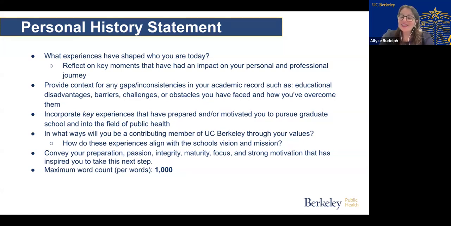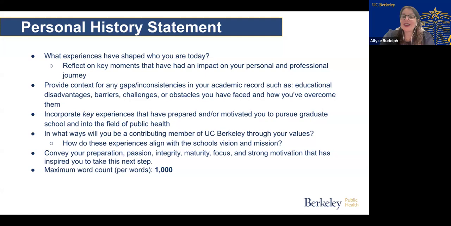This is a great place to tell us about, maybe if you had a rough semester in your undergraduate, what was going on, any barriers you might have been facing at that time. So give us some context for who you are and the other pieces of your application that we're seeing.